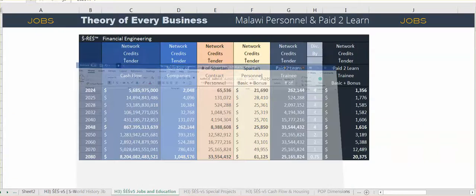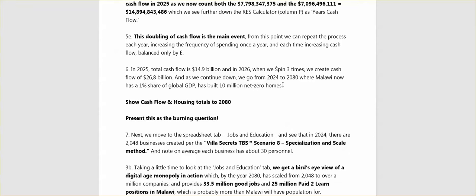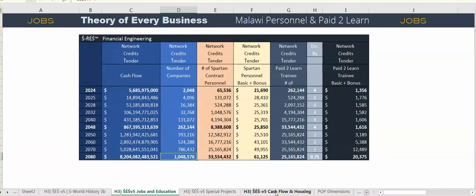Right, sorry, let's get back on track. Okay, show cash flow and housing totals to 2080. Okay, let's do that. Cash flow and housing.